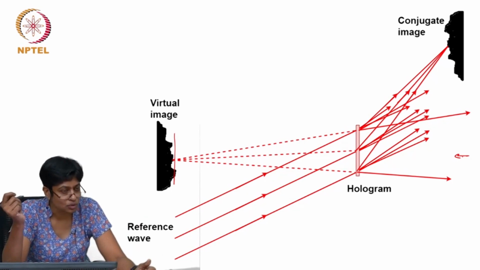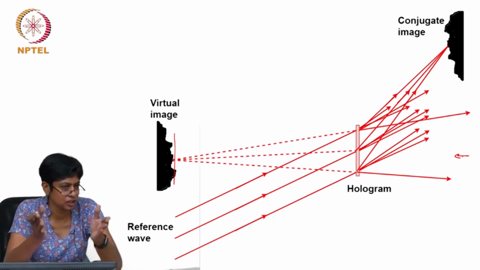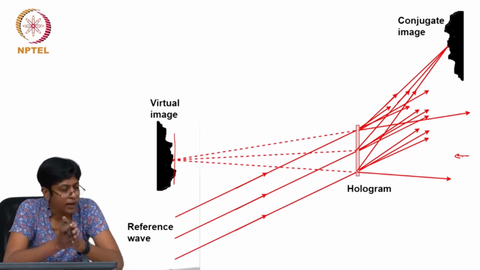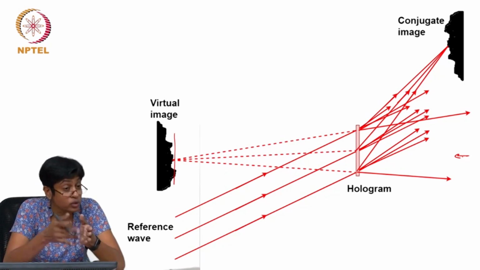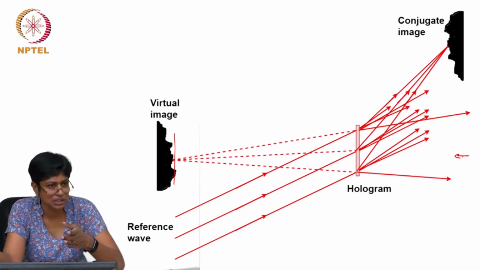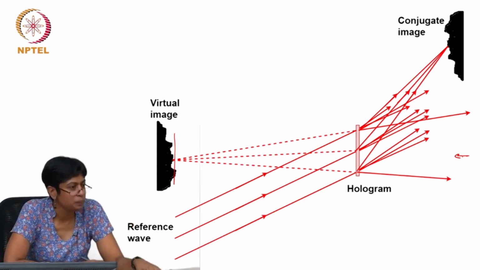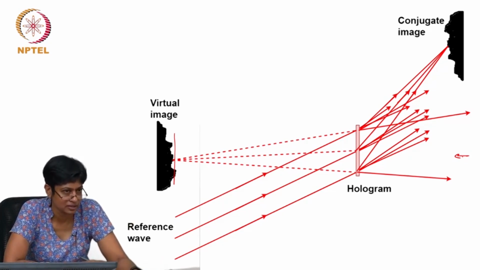Okay. So, 4 beams are generated, 2 are following the direction of the reference beam, 1 converges to an image that I could then photograph, make a 2-dimensional image out of, and the other one gives me a virtual image. So, the 4 beams correspond to these 4 different directions.